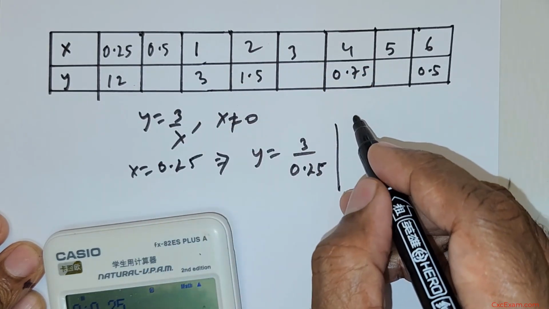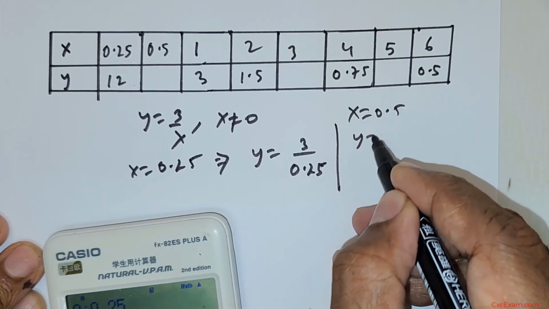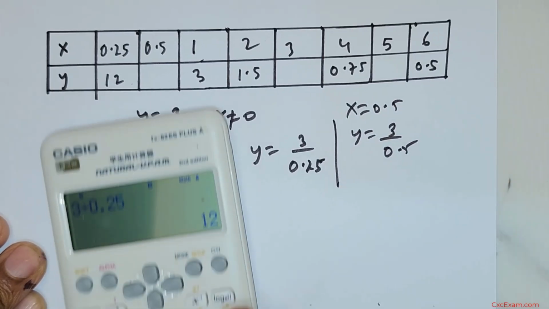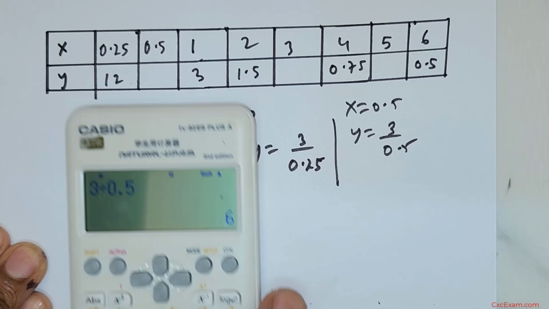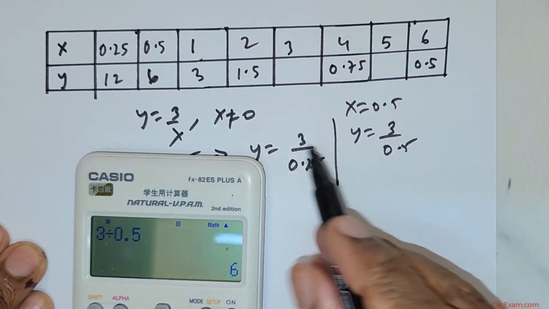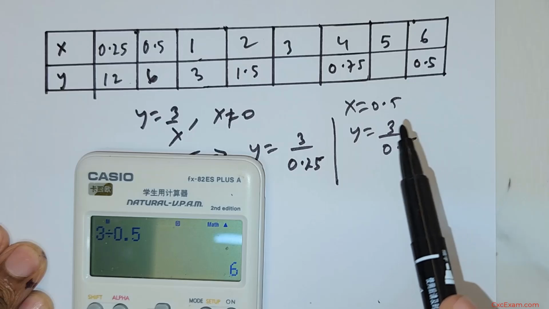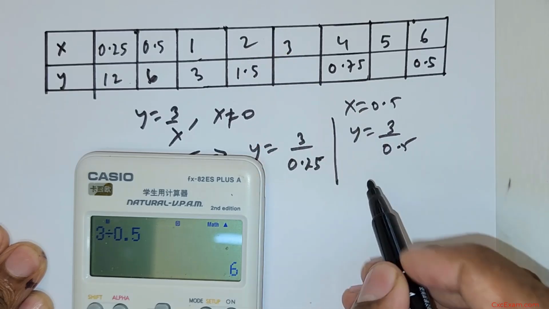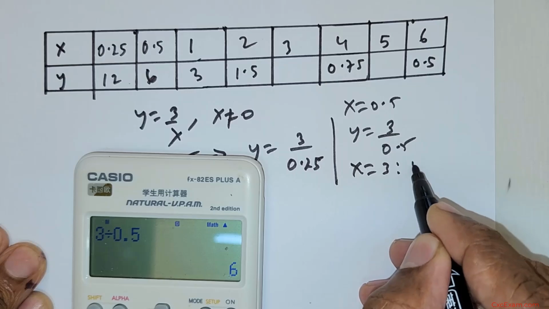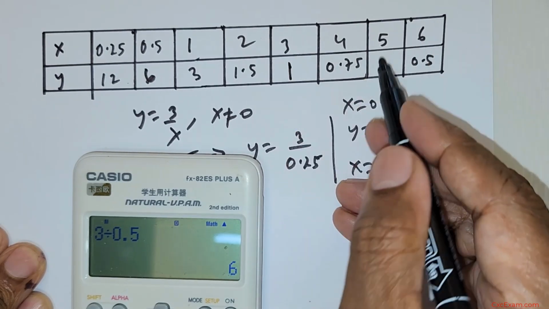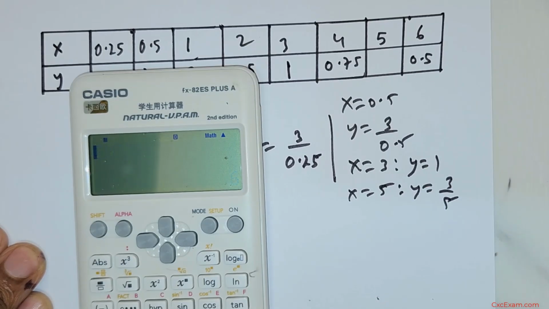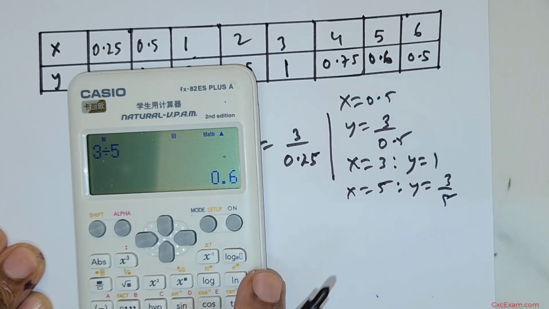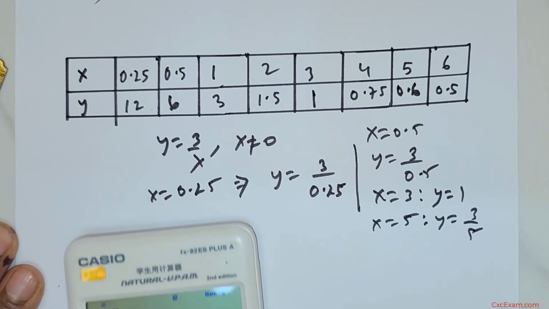So you need to proceed in this fashion. So x is equal to 0.5, y is equal to 3 over 0.5. So 3 over 0.5, what do you get? 6. And when x is equal to 1, you get 3. That's obvious. 2, the same thing. Now x is equal to 3, definitely y will be equal to 1. Fair enough. Now when x is equal to 5, y is equal to 3 over 5. So 3 divided by 5, what do you get? 0.6. So that's the solution for the first part of the question.